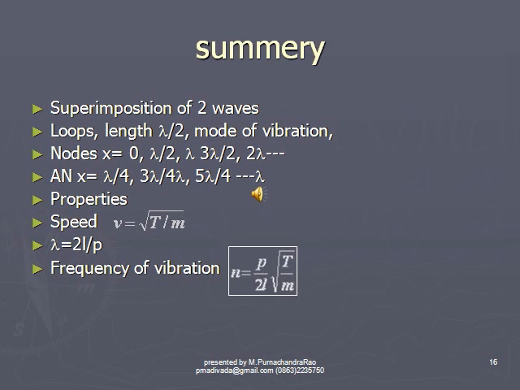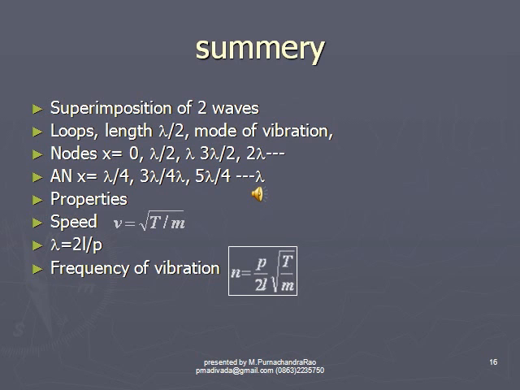The speed of the wave on the stretched string depends on tension and linear density, and it is given by V = square root of T by M. If a string is vibrated in P loops, then the wavelength of the wave is λ = 2L by P, where L is the length of the string. A string of length L, if it is vibrated in P loops, then the wavelength of the wave is 2L by P.